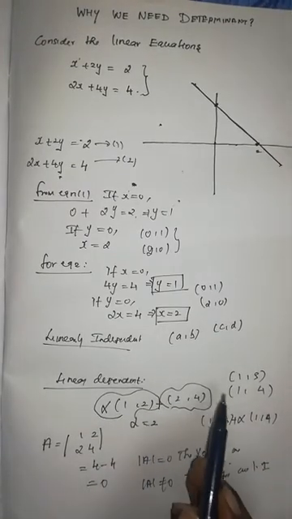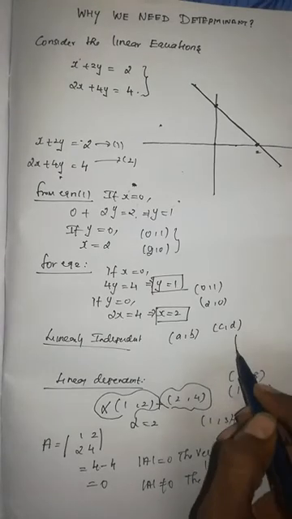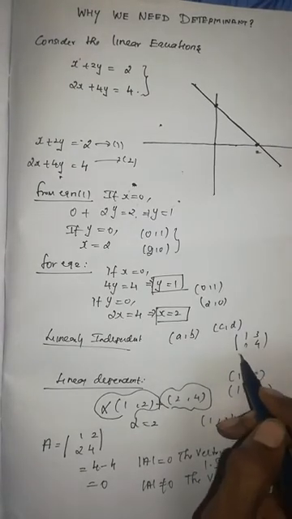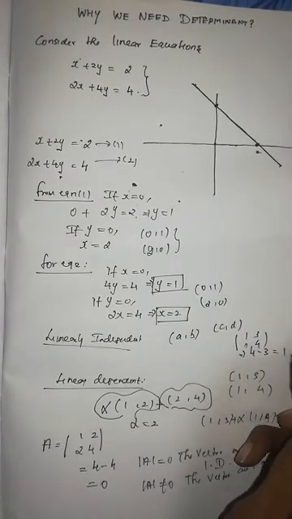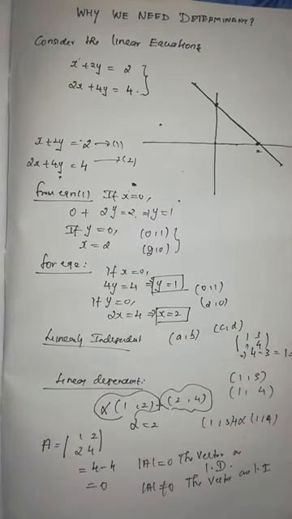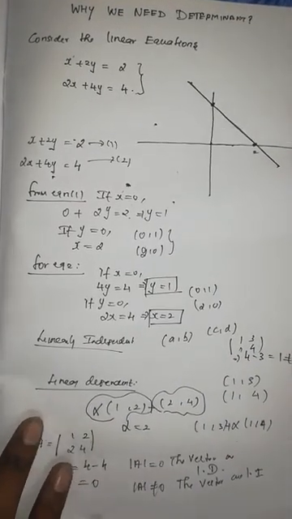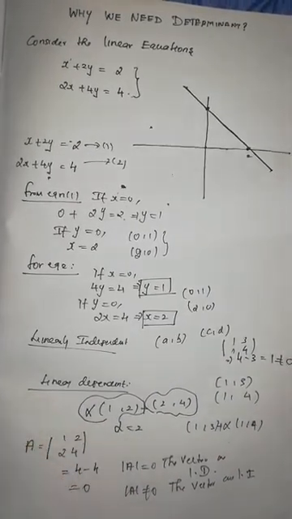Now when you look at 1, 3 and 1, 4, the determinant value is 4 minus 3, which is 1, not equal to 0. So that's why it is not linearly dependent. Therefore, it is linearly independent.